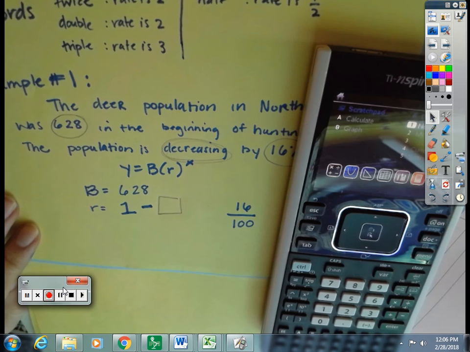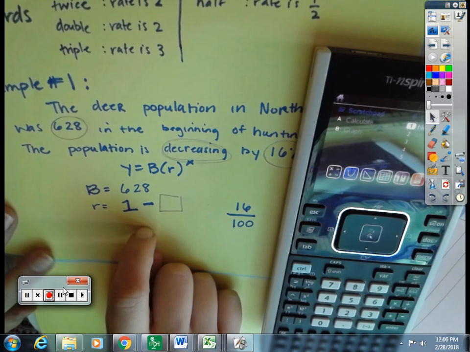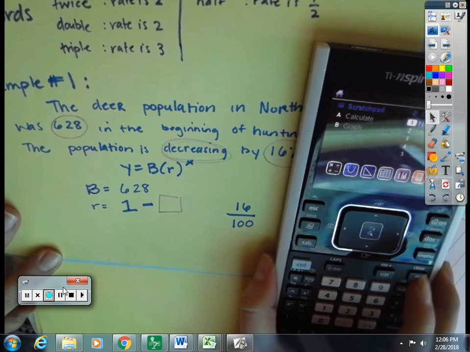So I got my beginning. You're going to divide. Okay, so let me show you. So you're going to go to New Document.